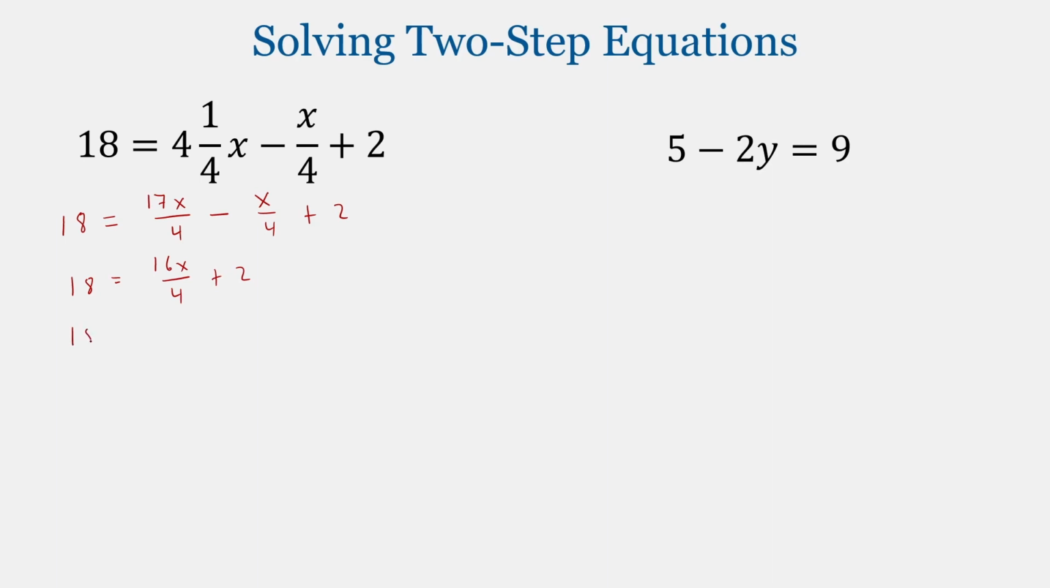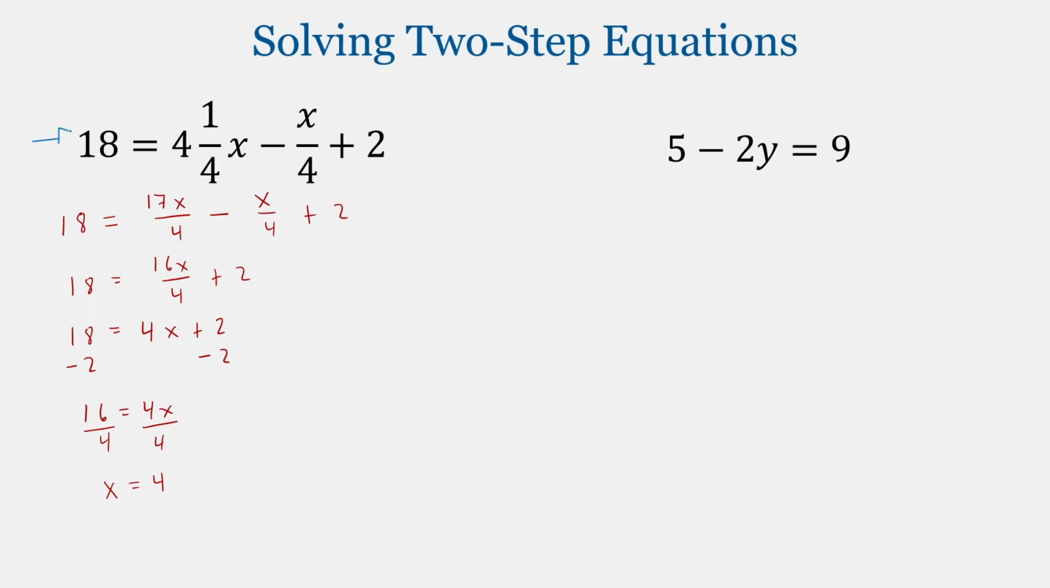And then we can simplify that fraction down. 16 divided by 4 is 4. So we have 4x plus 2. There's no reason here to undo that multiplication first. So we'll subtract 2 from both sides. We have 16 equal to 4x. And then divide by 4. And we end up with x equal to 4.